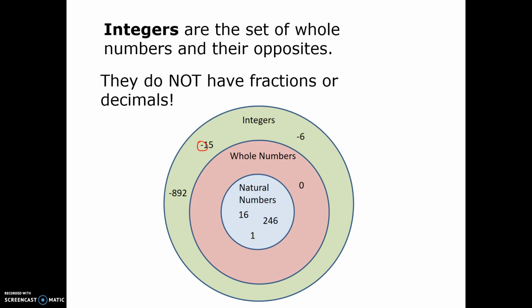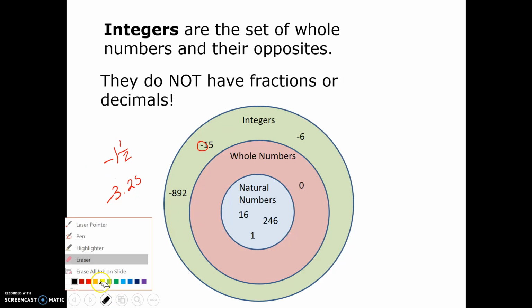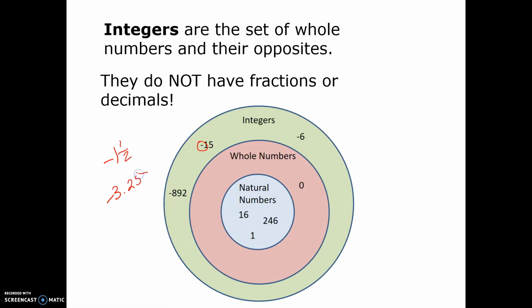One thing you do need to note about integers, because it's all their whole numbers and their opposites, they don't have fractions or decimals. So if I have a number that is negative that has a fraction in it, like negative 1 1/2 or negative 3 25/100, those are two examples of numbers that are negative, but they are not considered integers. Sorry about that, don't know what happened to my pen there.